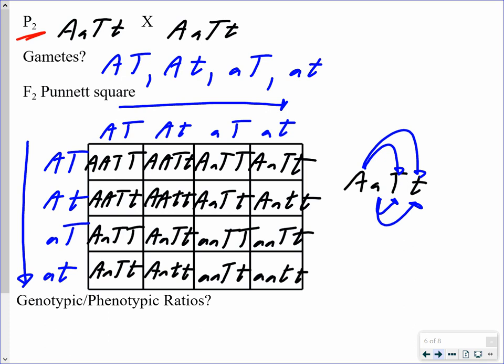So why am I writing the A's first and the T's second? Well, in the original question, it did talk about the flower position first, and that's why I'm writing it first. If it talked about the height first, then I would write the T's first. You need to keep the A's together. You need to keep the T's together. For each individual gene, the A's, it's the capital first, then the lowercase. And for the second one, once again, the T's, it's the capital letter first and then the lowercase.